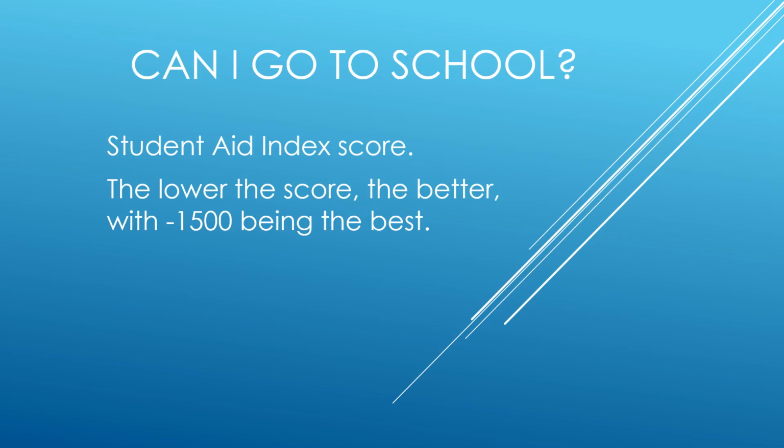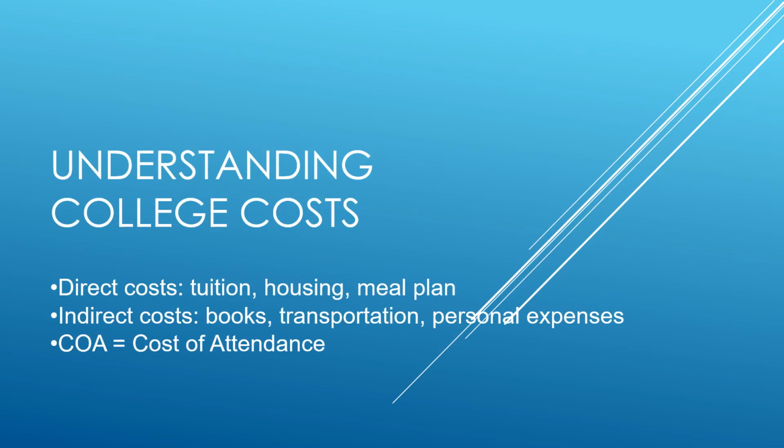You want to understand the college cost: tuition, housing, meals. We have tuition publicly listed. And then you also want to keep in the back of your head the indirect costs: books, transportation, personal expenses. A lot of times books are like $100. Some classes like Spanish or anatomy and physiology can be a lot higher. And that's what we use as our calculation for cost of attendance, the indirect and direct costs for schooling.